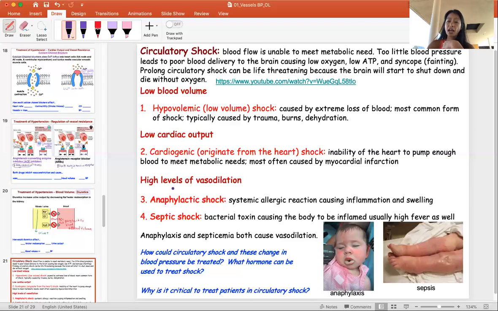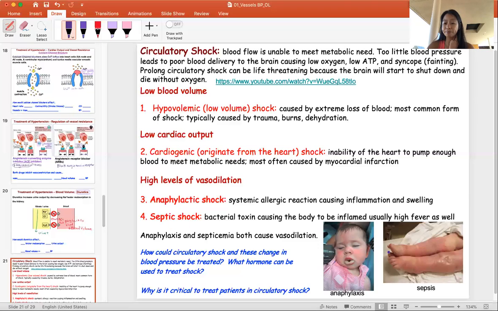Then there's also too much vasodilation or inflammation. This results from anaphylactic shock, like this baby right here. Poor baby is allergic to something and everything's swollen. And she obviously looks very sleepy because there's not enough oxygen going to the brain.